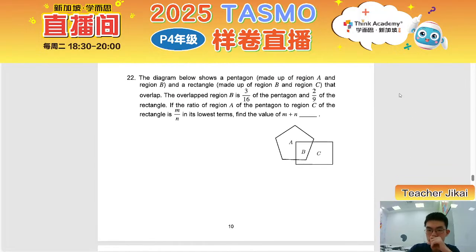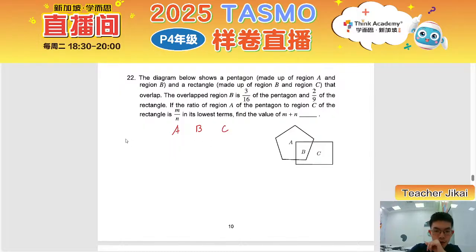Okay, this question is about the ratio problem, although you can see that the figure looks like geometry. But it is a ratio problem, I promise. So here we have the shape A, shape B, and shape C. And yes, the overlapped region B is 3 over 16. Okay, so we know we have part A, part B, part C.